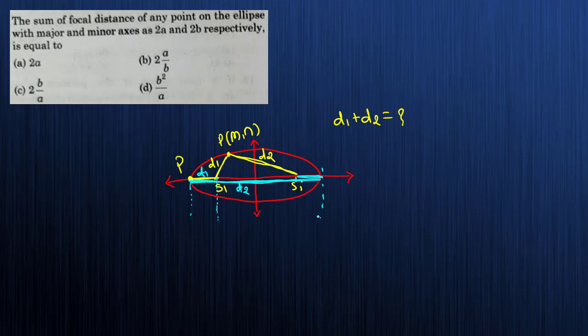Yes, very good. Means what? The focal distance of any point on an ellipse is always equal to the length of the major axis. So what is the length of this axis? This is nothing but 2a. Okay, length of major axis. You can remember this just like a statement. Means what? The focal distance of any point on an ellipse is equal to the length of the major axis. So I hope you have understood this.